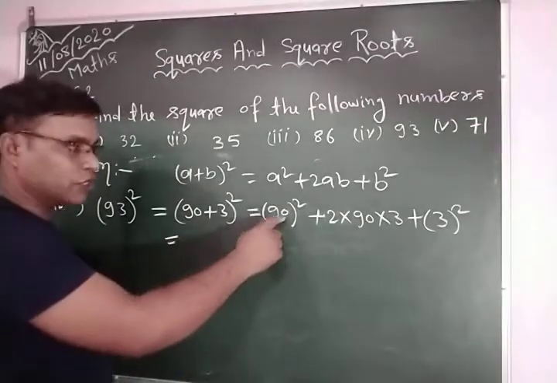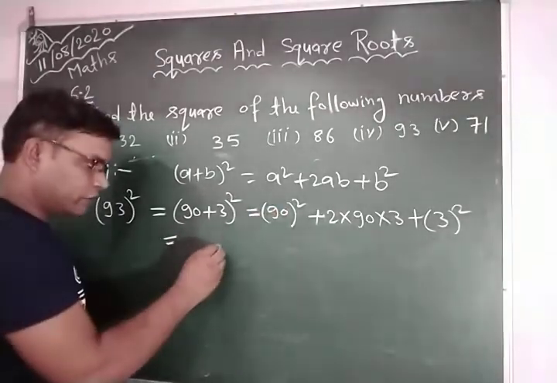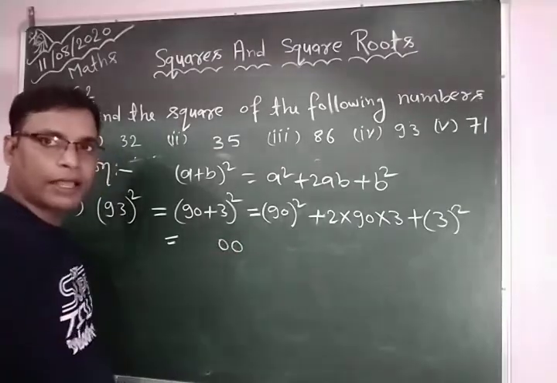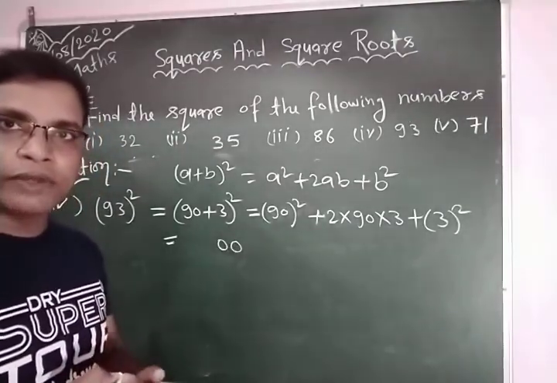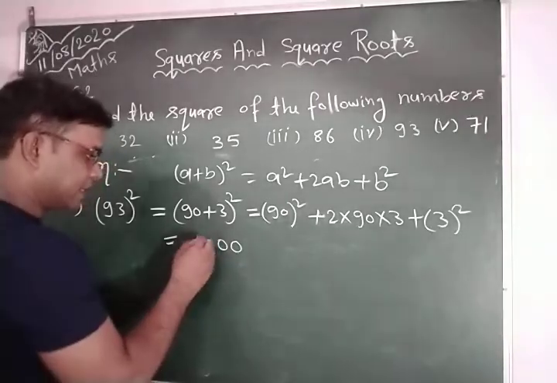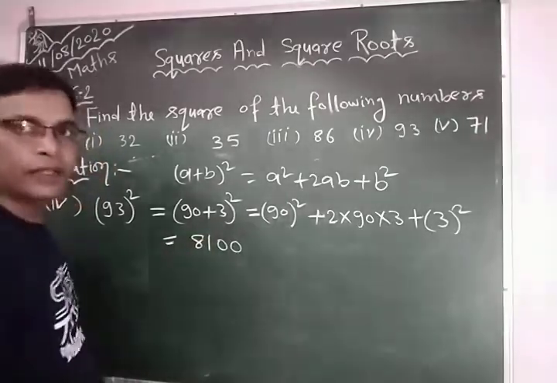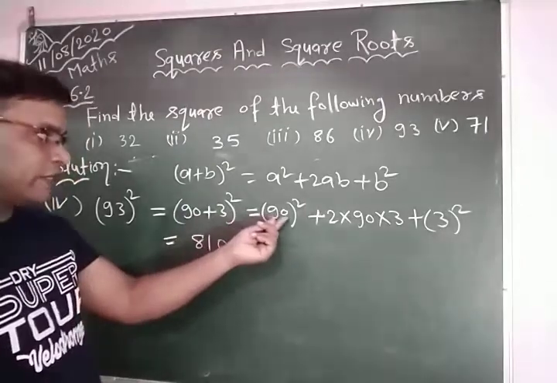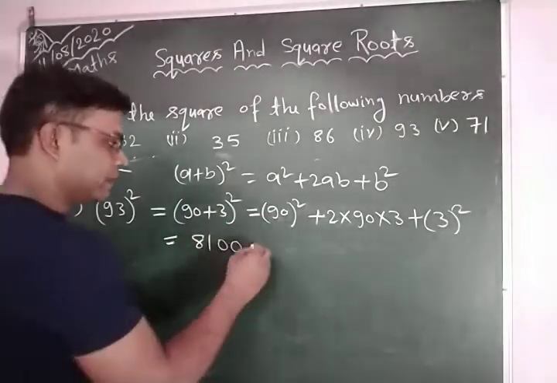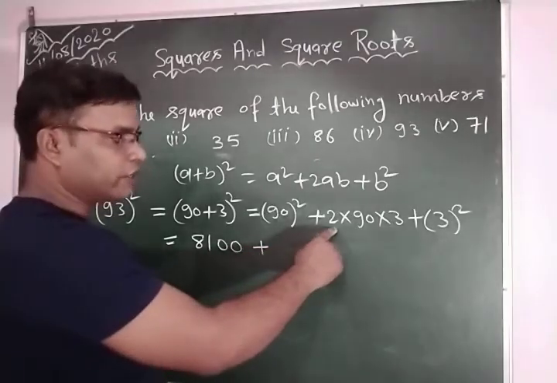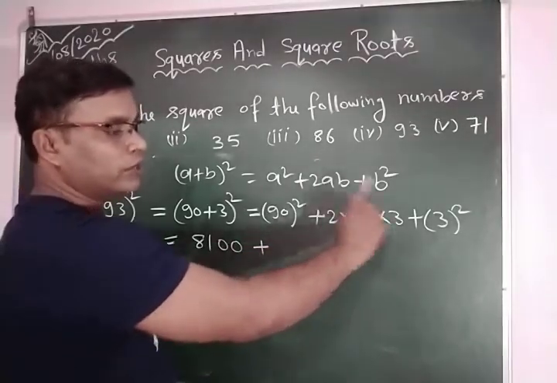Here is 90, square of 90. Here 0, so first write 0. After this, square of 9 is 81, so you can write 81. So it becomes square of 90 is 8100. Okay, plus here you can see 2 into 90 into 3.